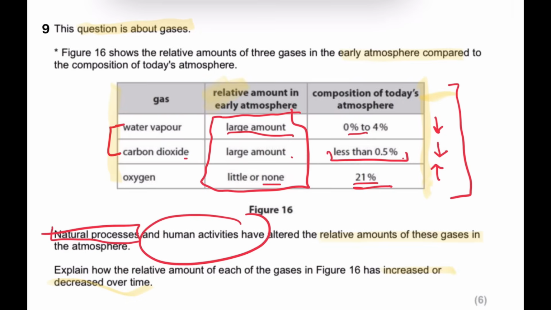Instead, lots of people made the mistake where they did not talk about the relative amounts in early atmosphere. Why were they like that? As well as not talking about our natural processes, only focusing on human activity when the question clearly states. So make sure you address every single part of the data that they give you, as well as every part of the question they ask for.